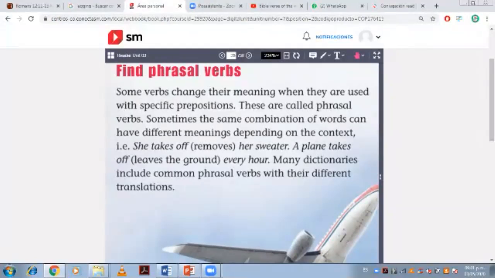Entonces, you can use different words. Takes off or leaves the ground. In the other example, you can use takes off or removes. She removes her sweater and a plane leaves the ground every hour.